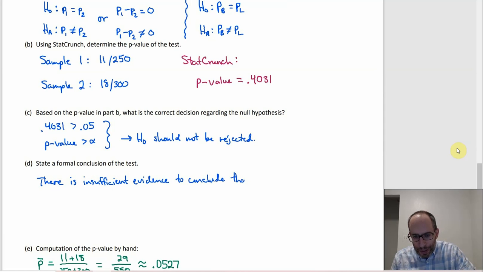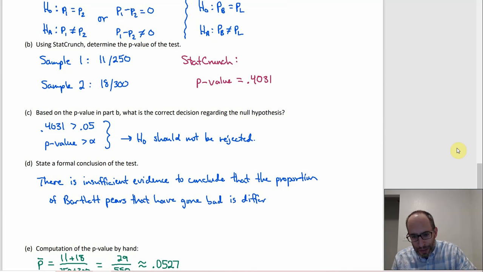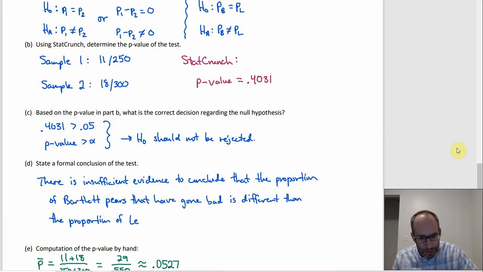So let's see, that the proportion of Bartlett pairs that have gone bad is different than the proportion of Lacani pairs that have gone bad. That's a lot of words, right?